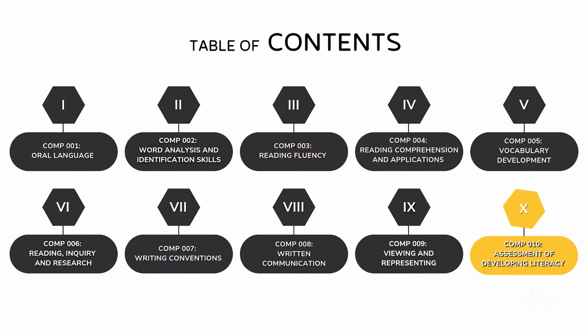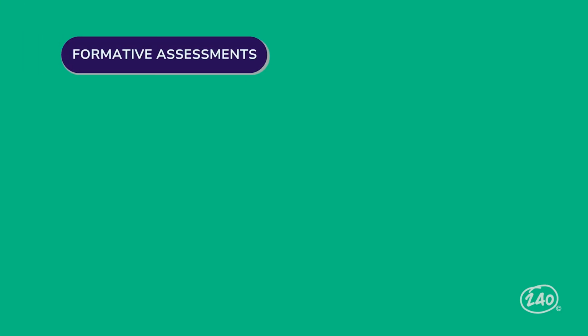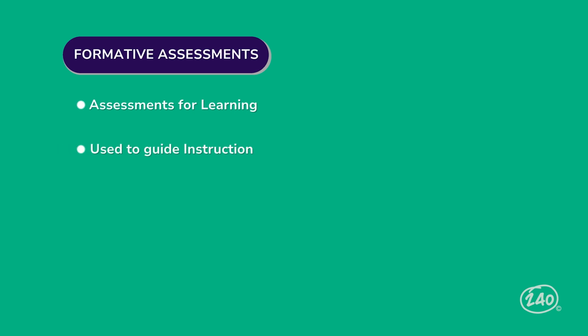You made it to the finish line, to the top of the volcano, to the 10th competency. This one is assessment of developing literacy. There are lots of different kinds of assessments to measure students' literacy skills. Two important ones to know are formative and summative assessments. Formative assessments are assessments for learning. They are used to guide instruction, meaning they're administered to assess students' progress towards meeting a learning objective so teachers can adjust instruction as needed. They help teachers answer the question, what do I teach next? Examples of formative assessments are exit slips, running records, or simply observing students.